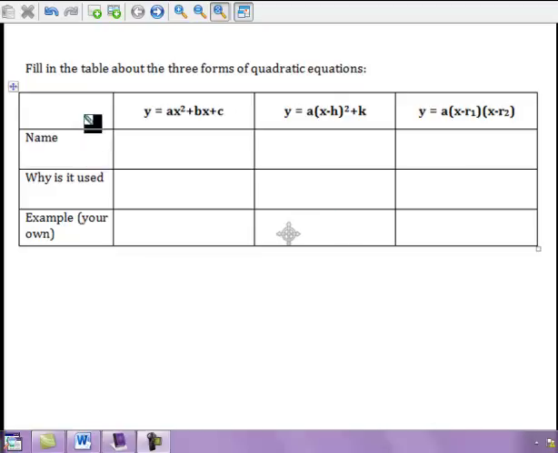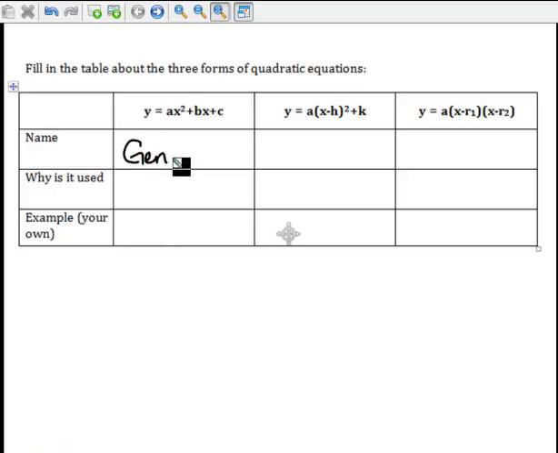But here we have this table with our three forms of quadratics on there. We're asked to name them, say why they're used, and give another example. So our name here would be the general form. Here we have the vertex form, and here we have factored form.